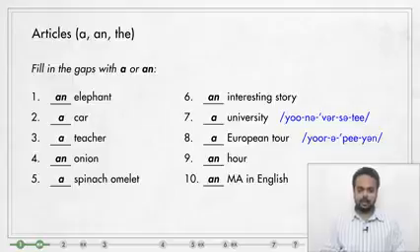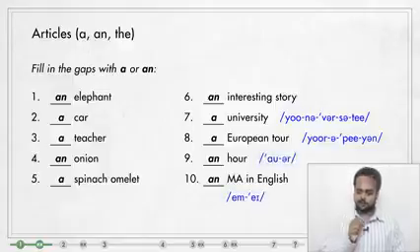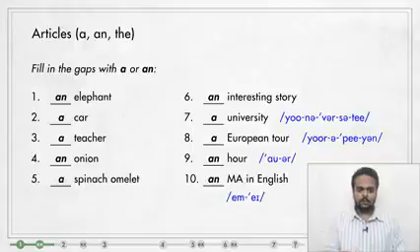Number 8 is similar. The word European starts with a y sound, so a European tour. In number 9, the spelling has an H at the start, but that H is silent. We don't say "hour" with an h, we say "our". The first sound is an ow sound, which is a vowel sound, so this is an hour. In the same way, in number 10, we say MA. M starts with an eh sound, which is again a vowel sound, so an MA in English.